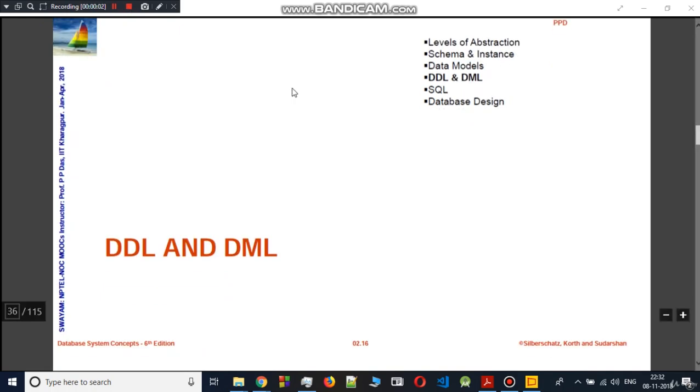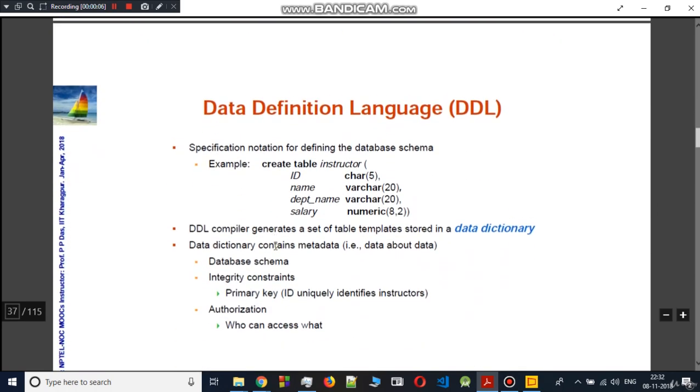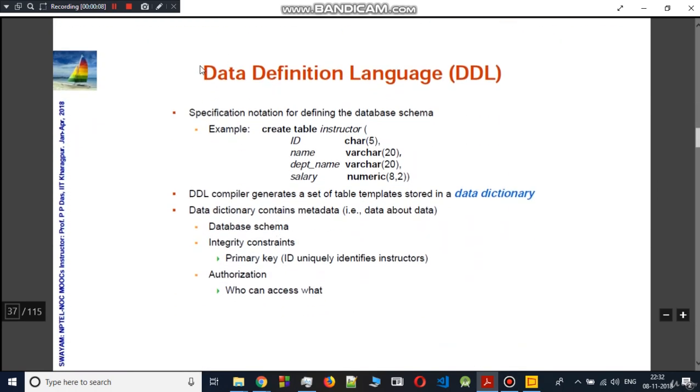So now we will learn about what is DDL and DML. First, DDL, data definition language, a specification notation for defining the database schema. Suppose you want to create a table, so that's a DDL command.